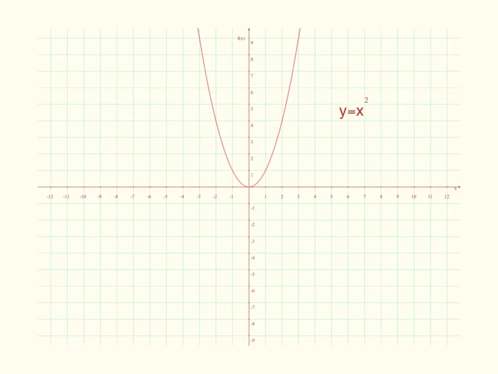So we've got 0, 0, 1, 1, minus 1, 1, 2, 4, minus 2, 4. But notice how this time it's curved. And this shape, when we have a squared term as our highest power, this shape is known as a parabola.